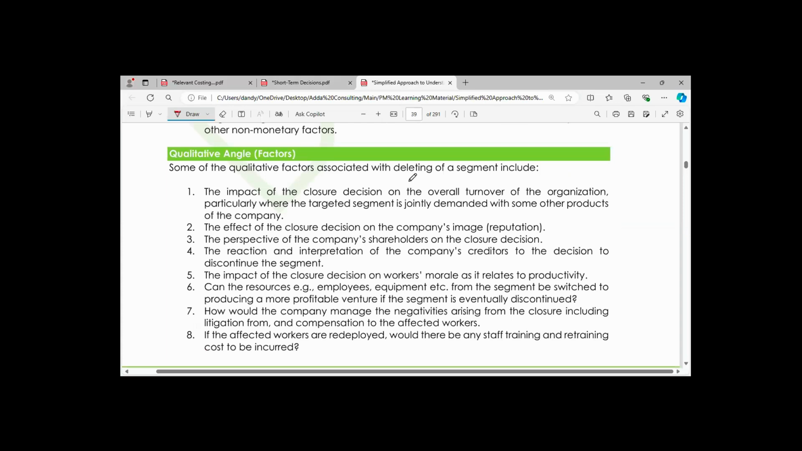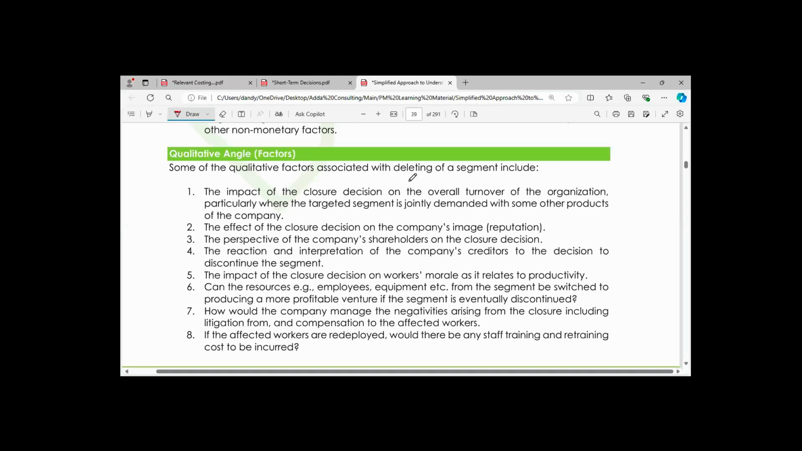Number two, the effect of the closure decision on the company's reputation should also be taken into consideration. If I'm your customer, I usually buy from you, and on this fateful day, when I get to your office or your warehouse, I am told that you are no more producing. I will not be happy. And it will not end with me. I will inform my colleagues, my neighbors, my friends that you are no more selling that particular product. That may likely affect the image of the company, depending on the severity of the situation.